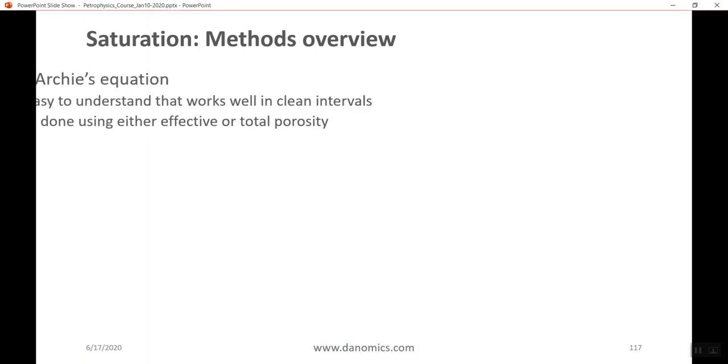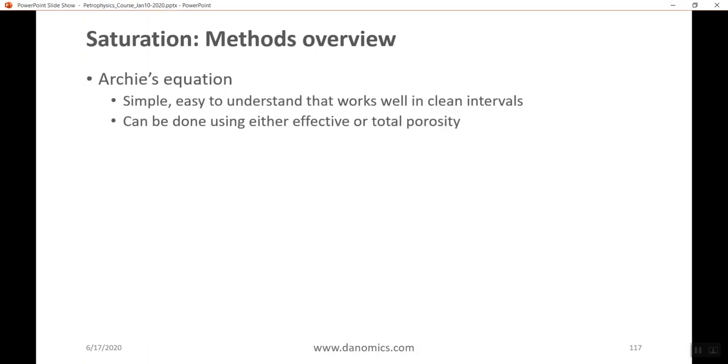So in terms of water saturation, there are a few different methods available to us. First of all, Archie's equation. This is the method that Gus Archie came up with in the 1940s. It's simple, it's easy to understand, and it works really well if you're looking at traditional sand shale systems. It can be done using either an effective or total porosity. So sometimes you'll hear people talk about an Archie or an Archie's PhiE, and that's just whether or not you use the effective or the total porosity. Ideally, you're using this in systems that have very little clay, so those two values are almost identical.